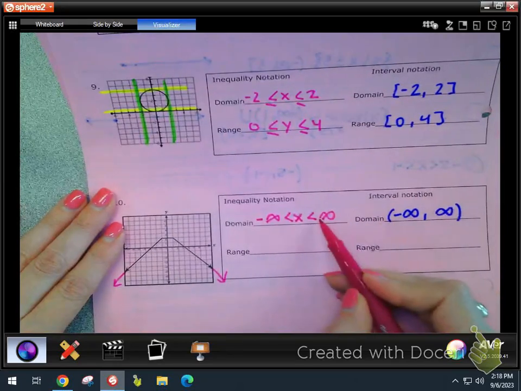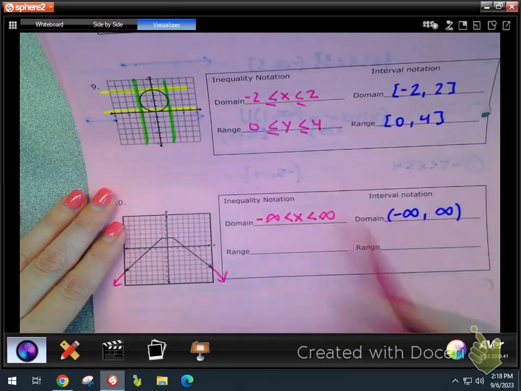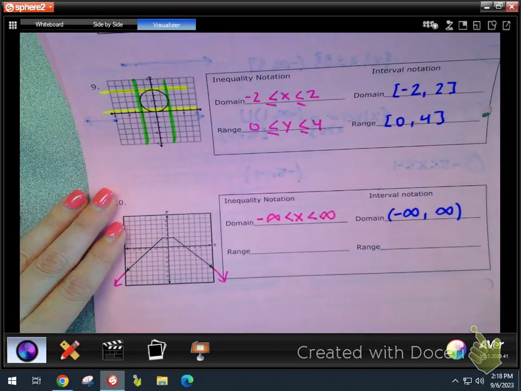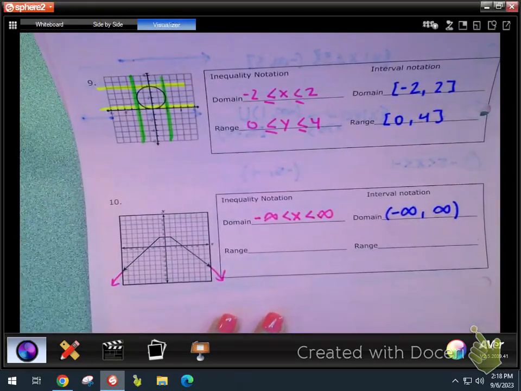Correct, but if this actual notation right here asks for inequality notation, you need to use the inequalities. But I do want to point that out.